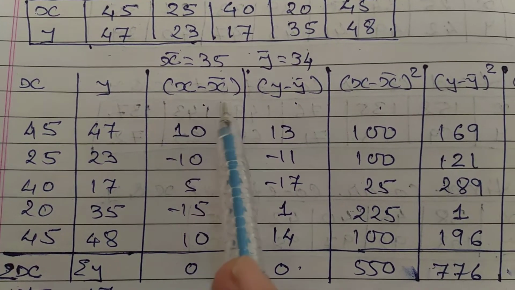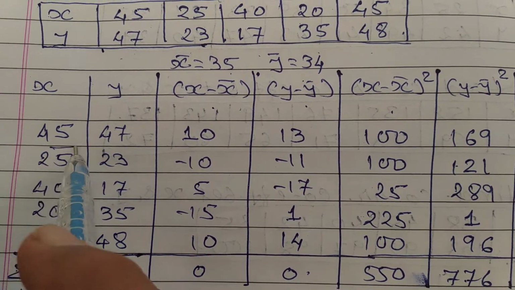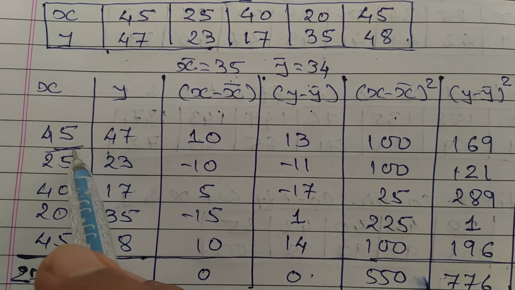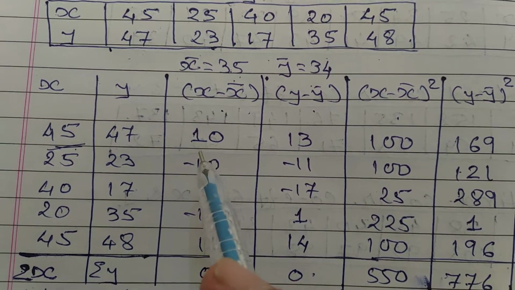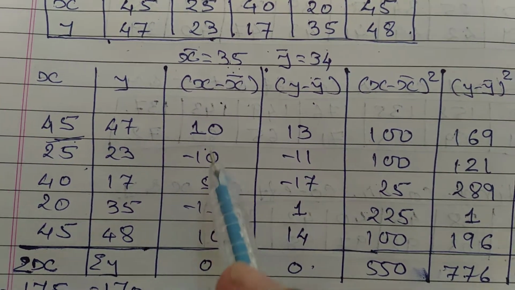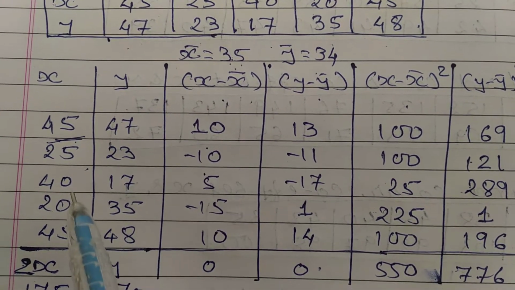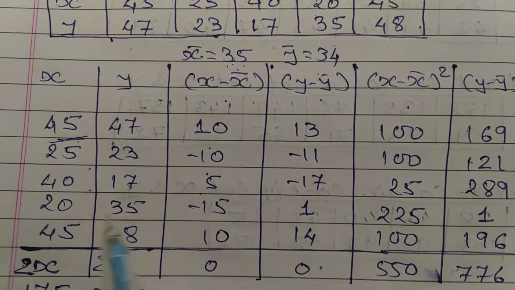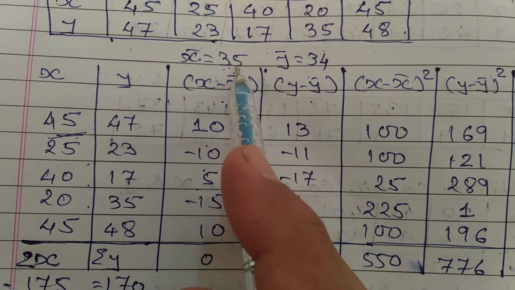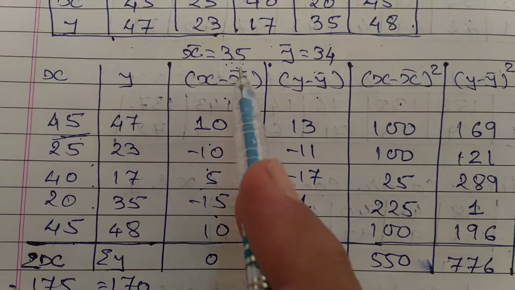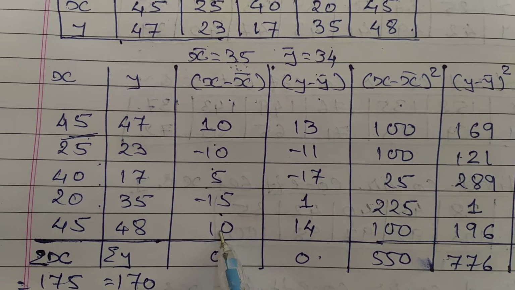x minus x bar: 45 minus 35 comes to 10. 25 minus 35 is minus 10. 40 minus 35 comes to 5. 20 minus 35 comes to minus 15. 45 minus 35 is 10.